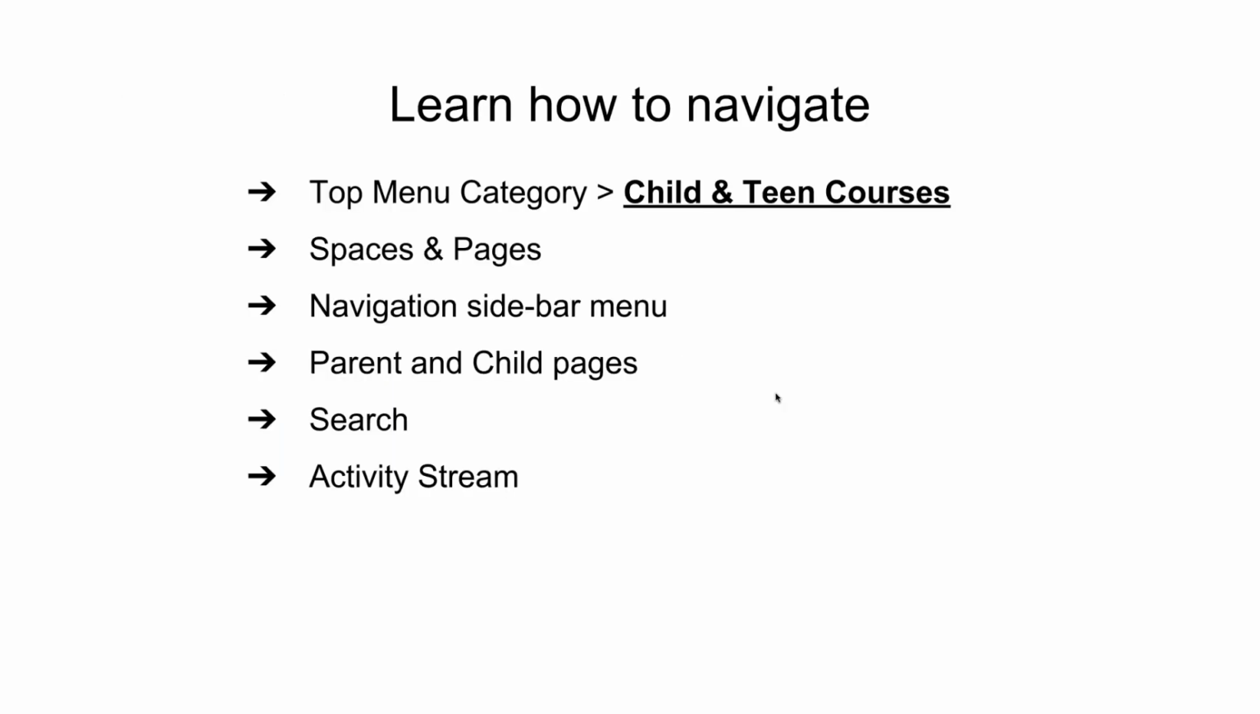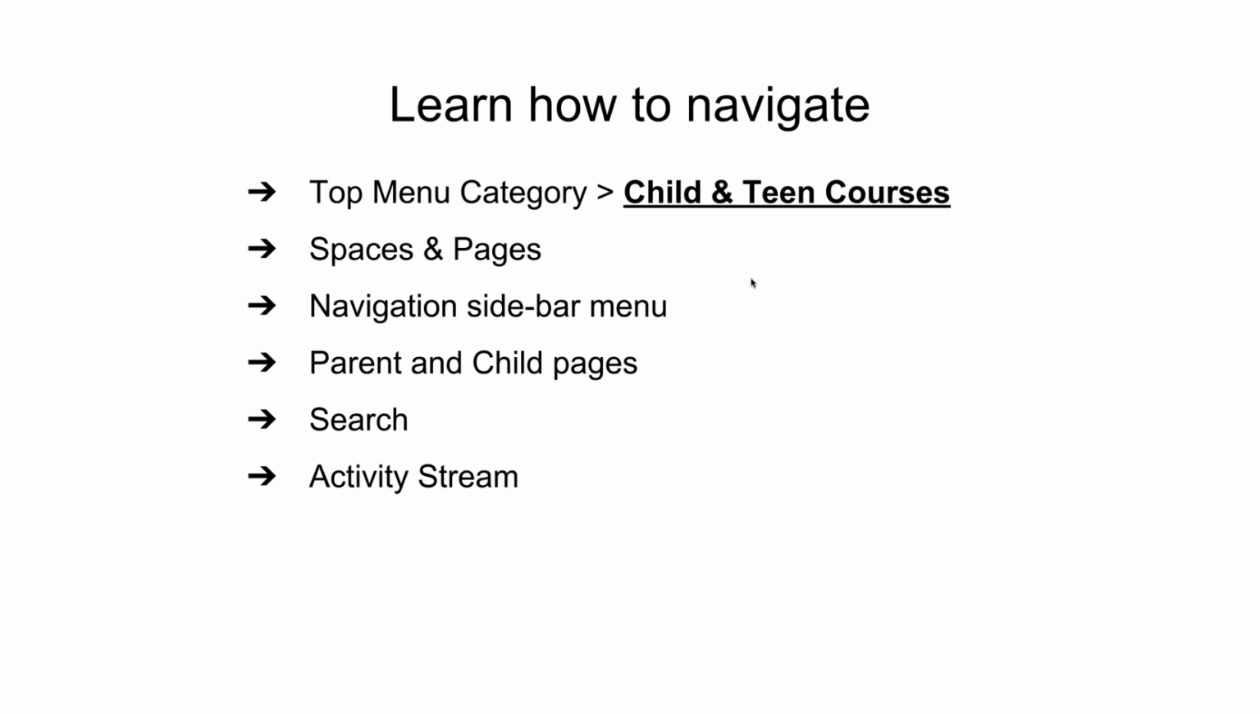So today we're going to cover the children's and teen course section, and in particular the CCT section. When navigating around the wiki, I'll show you these points listed here that give you different options for looking for information. We're going to find a main category at the top called Child and Teen Courses, and within that are wiki spaces and pages. I'll explain all of these in detail later.